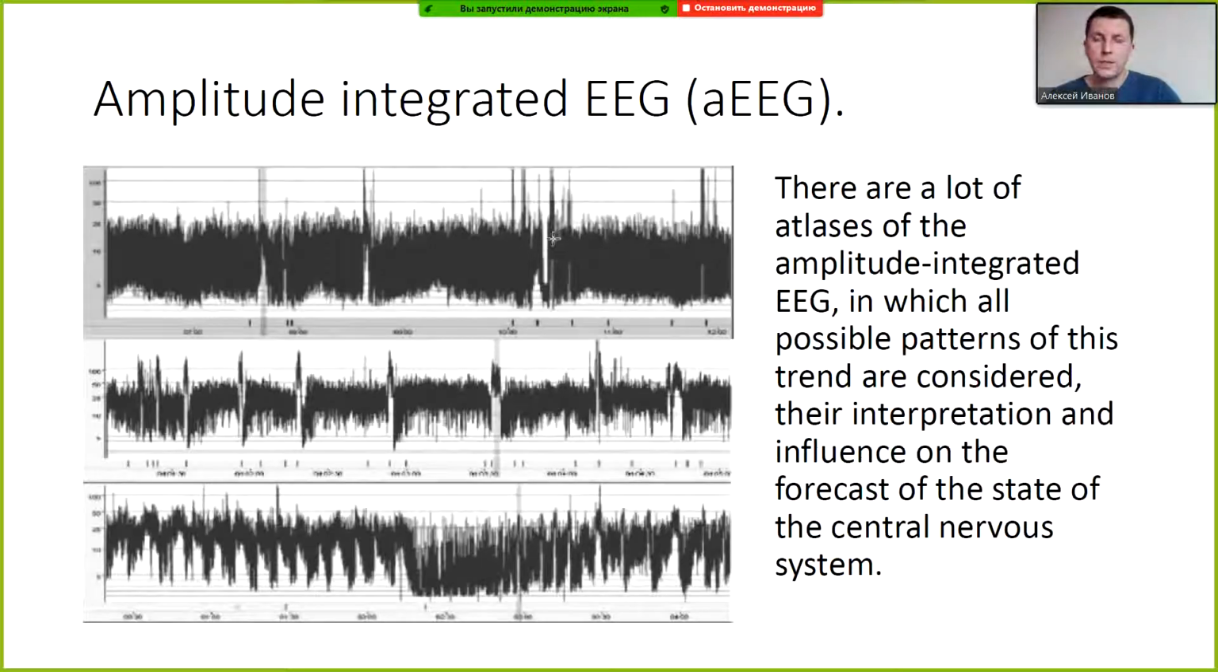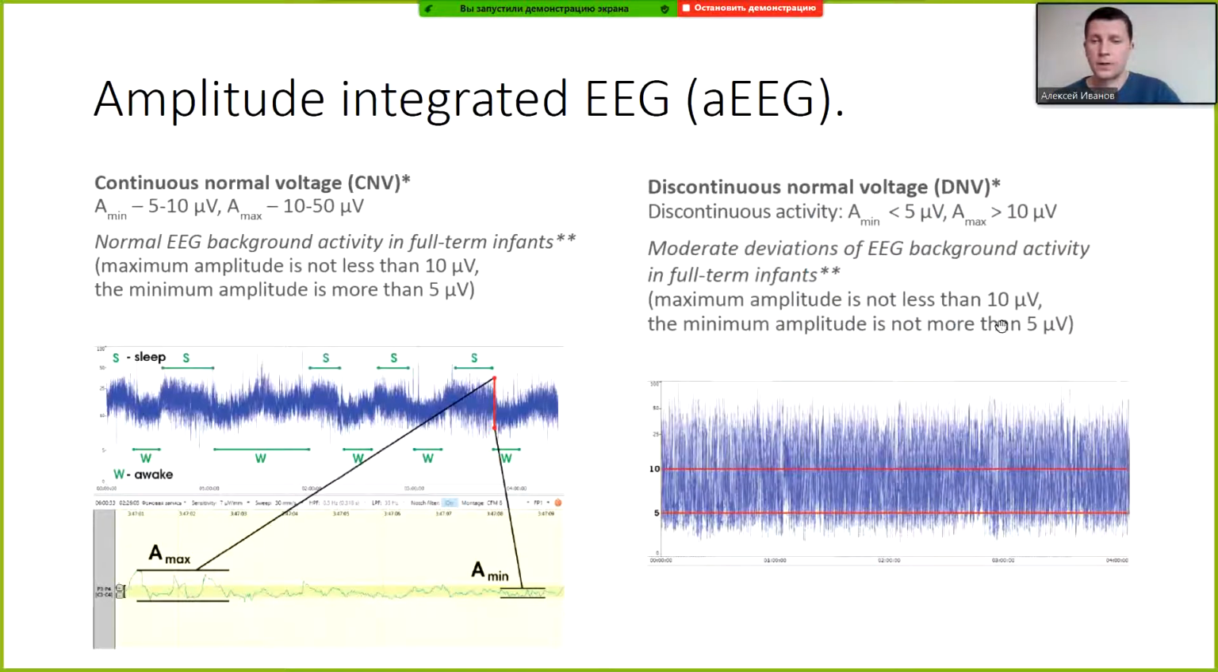On this slide we can see several different patterns of EEG trend. Now there are a lot of EEG atlases published in which all possible patterns of this trend are considered. For example, here we can see several EEG patterns. Normal EEG with a continuous normal voltage pattern here. In this pattern, the low amplitude is higher than 5 microvolts and the maximum amplitude is lower than 15 microvolts.